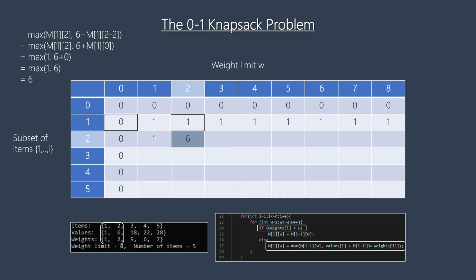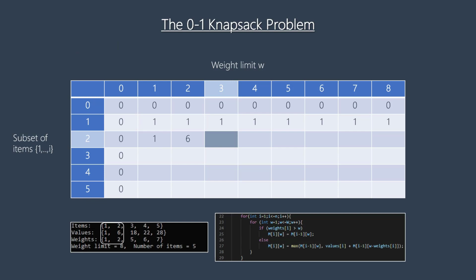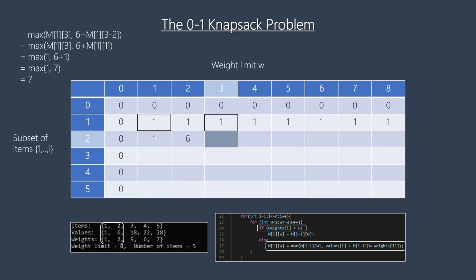Next, we're going to consider the weight limit of 3 for this subset of 2 items. Now we're going to see if it's better to use our pre-calculated value for 1, 3, or if it's better to add our new value for item 2 to our value of 1, 1. This is again because we're subtracting the weight of our second item from our current weight limit of 3. Therefore, we're left with a weight limit of 1, and we only have the first item left in our subset. So, our second item's value of 6 plus 1, 1 will give us the optimum value for this subproblem of 7. This is of course equivalent to saying we're including both items.